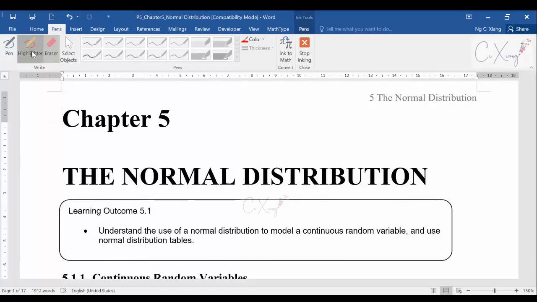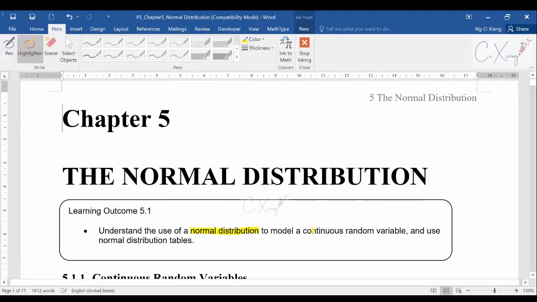So, what are we going to learn? Generally, we are going to learn everything about the normal distribution in this chapter, like how you use the table to find the probability, and so on.